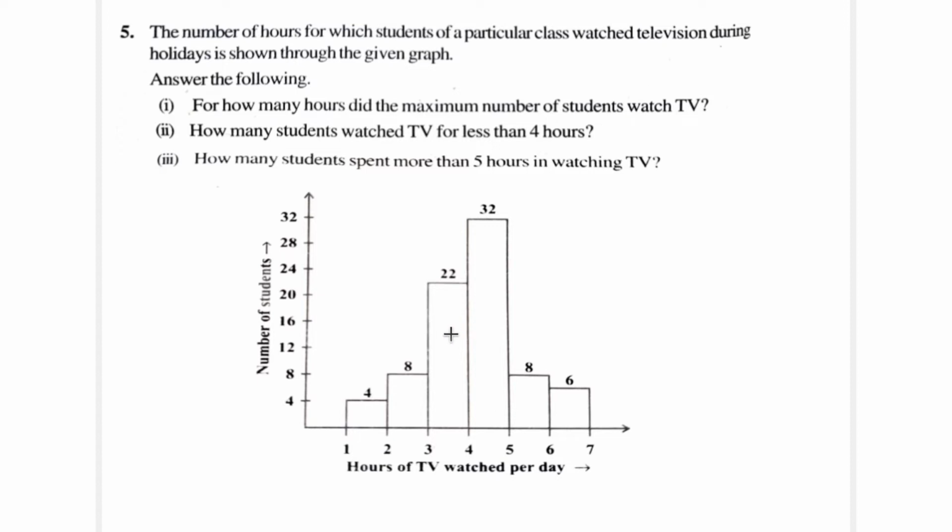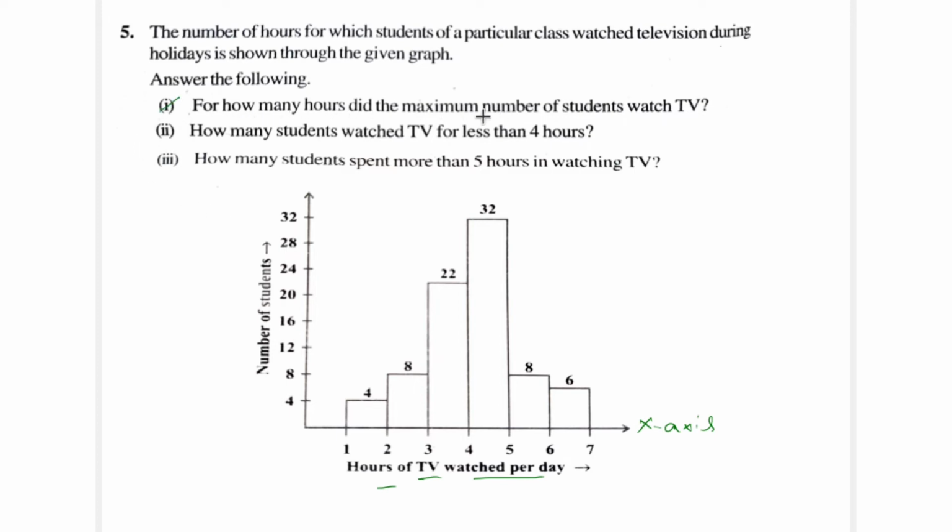Now we will move to our last question, question number 5. The number of hours for which students of a particular class watch television during holidays is shown through the given graph. Answer the following. A graph is given. Clearly it is a histogram as there are no gaps between the bars. Now along the x-axis, what is given? Hours of TV watched per day, how many hours students watch television, and here the number of students.